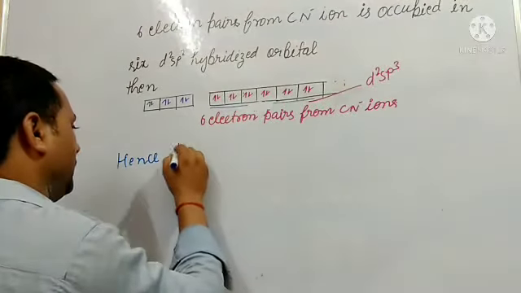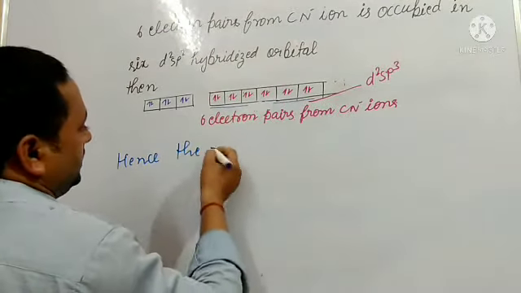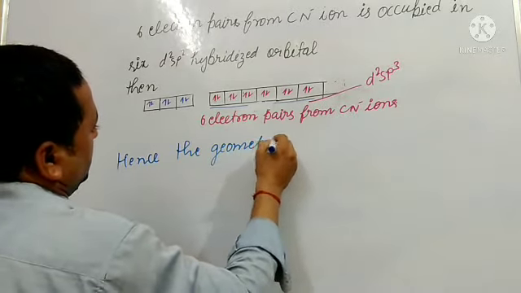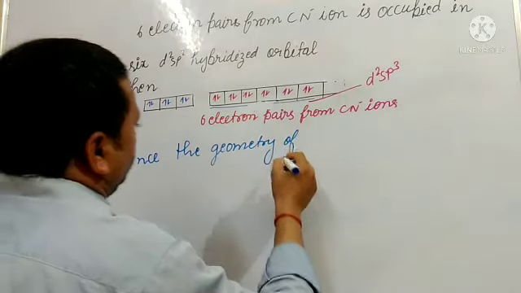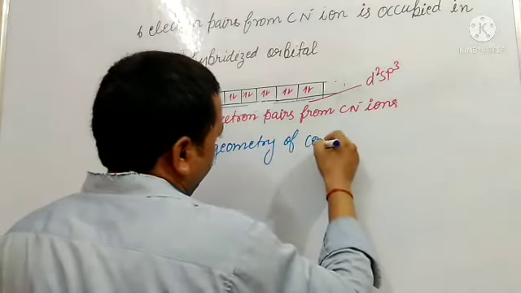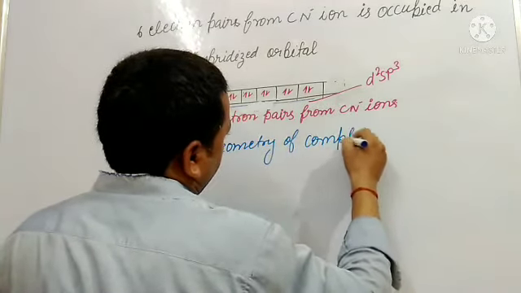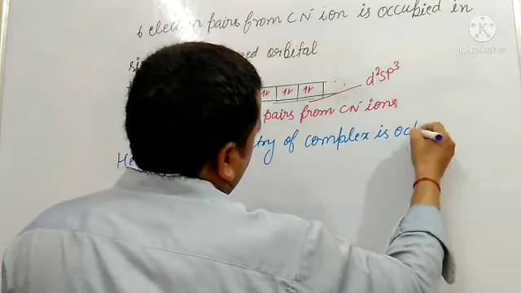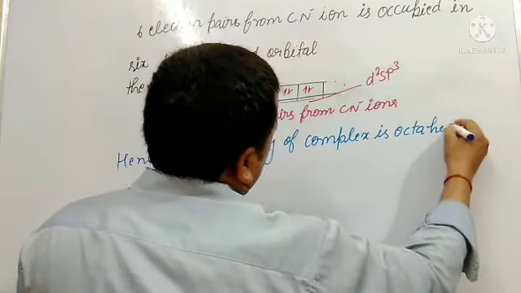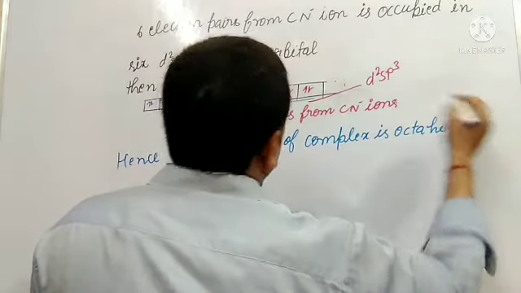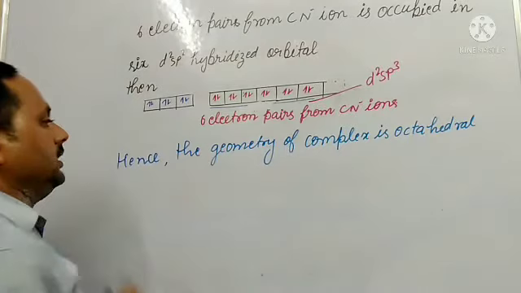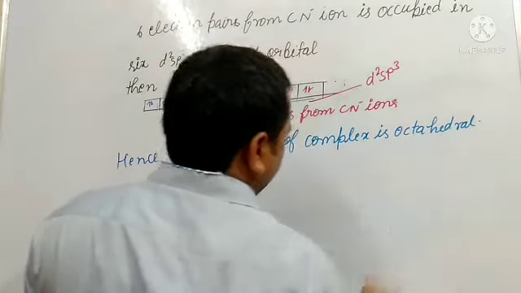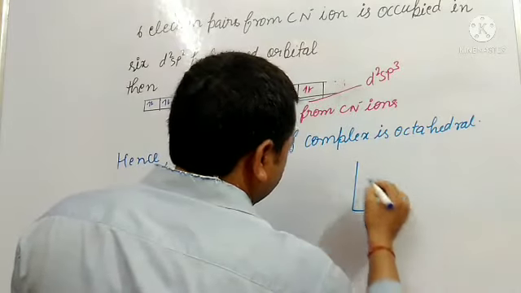Hence the geometry of the complex is octahedral. So what is an octahedral structure? It can be drawn like this.